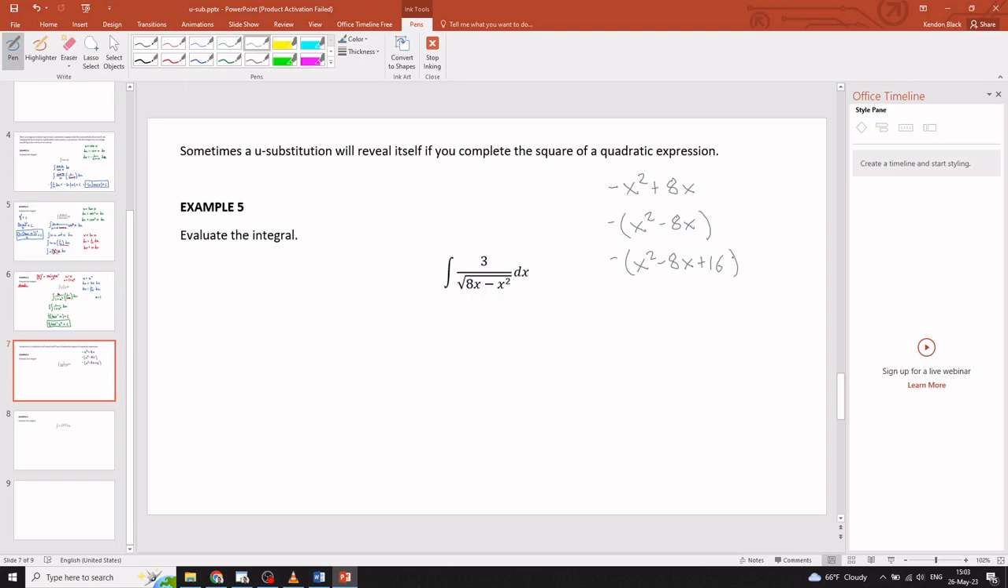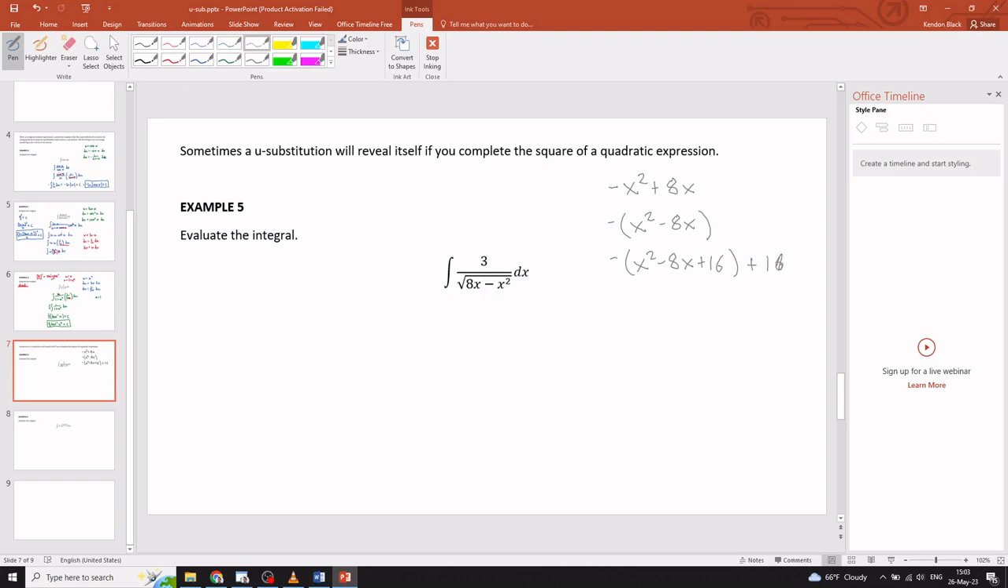Okay, so this part inside the parentheses is equivalent to a perfect square trinomial. It would be x minus 4 squared. If you take x minus 4 squared and FOIL it out, you get x squared minus 8x plus 16. Now, we can't just add this plus 16 willy-nilly. We can only add 0. So if we add 16, we have to subtract 16. But in this case, we actually subtracted 16 because that negative outside the parentheses applies to the 16. So if we subtracted 16, we have to add 16.